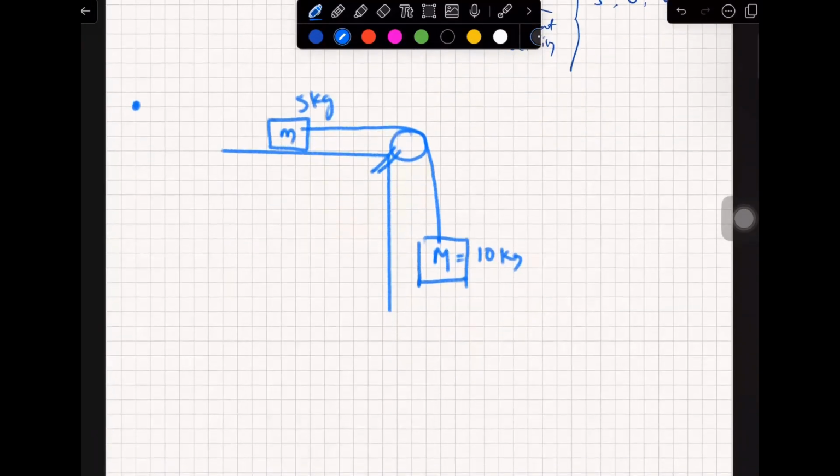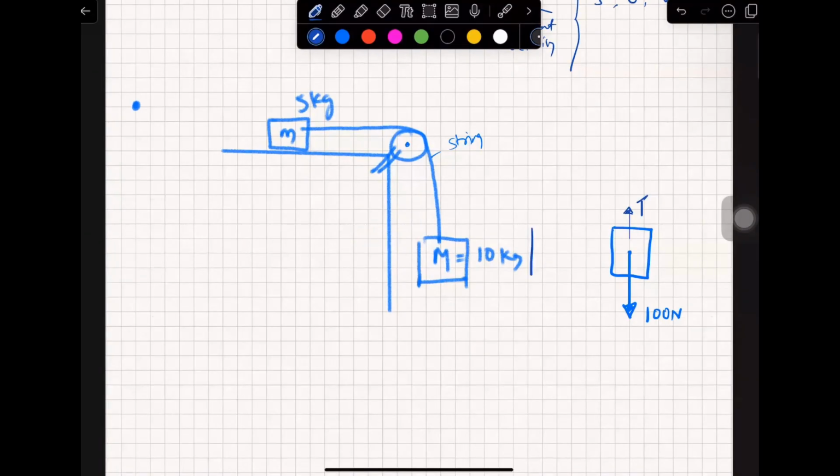So if you think about the 10 kg object, there will be a weight force acting downward, which will be 100 Newton. And there is the string which goes over the pulley. Obviously, I've taken the simplistic condition where the pulley is not exerting any friction between the string and the pulley. And since the same string goes over, there will be a tension force as well. That will be slightly smaller in this case, because this 10 kg object will be accelerating downward.